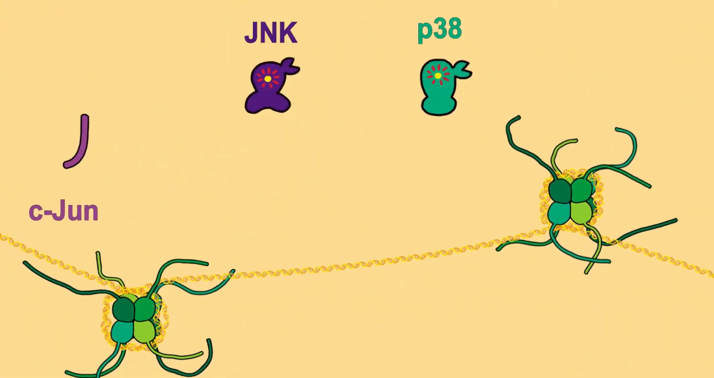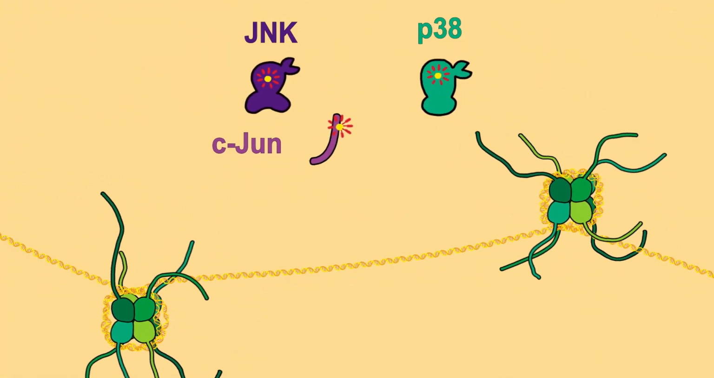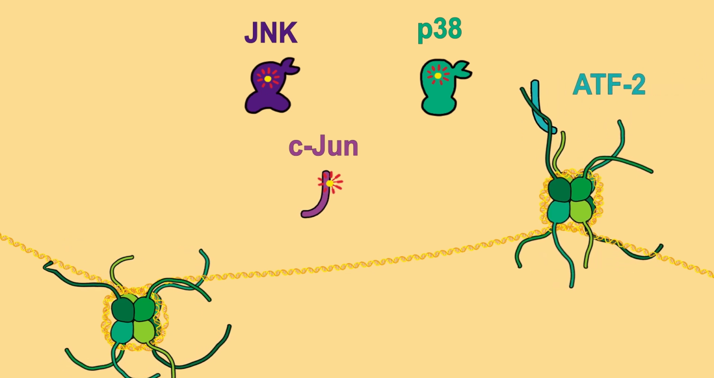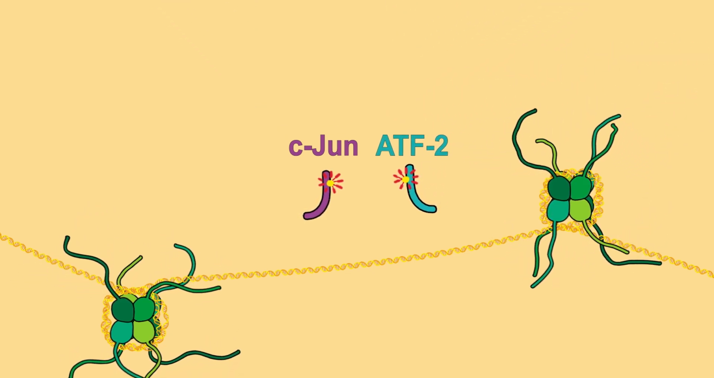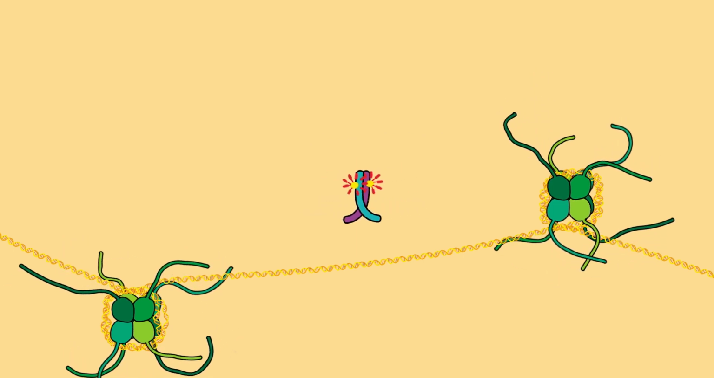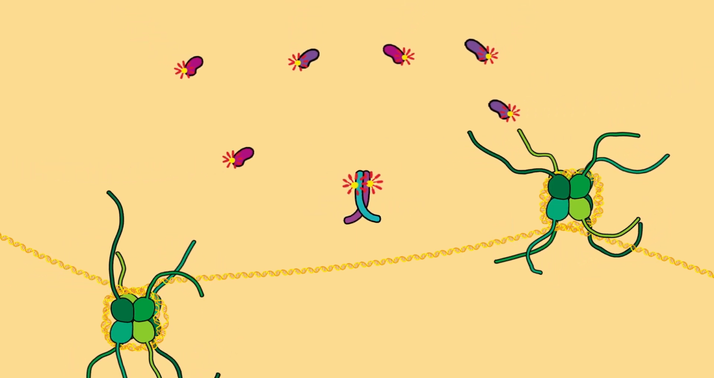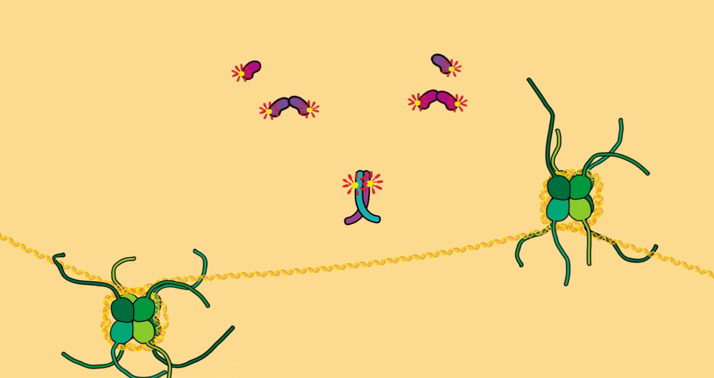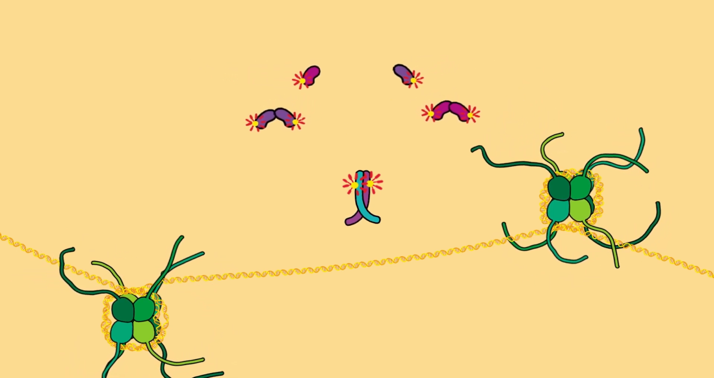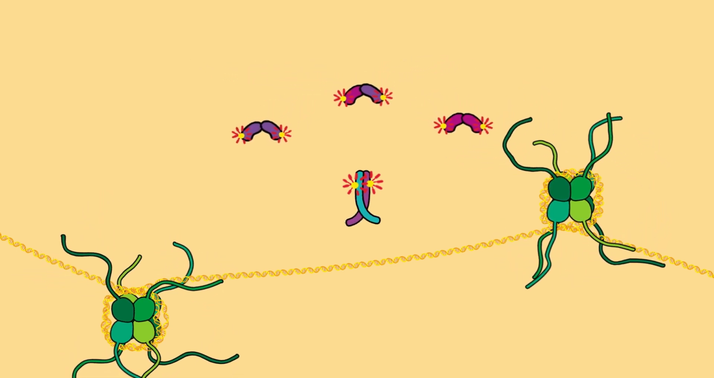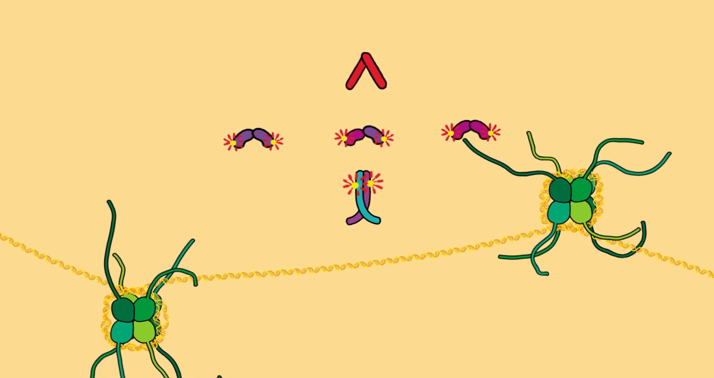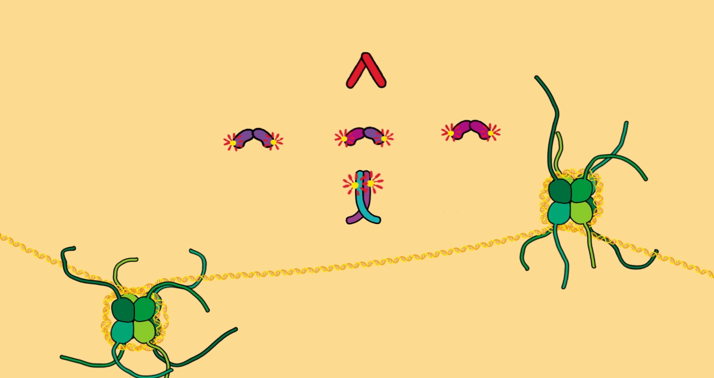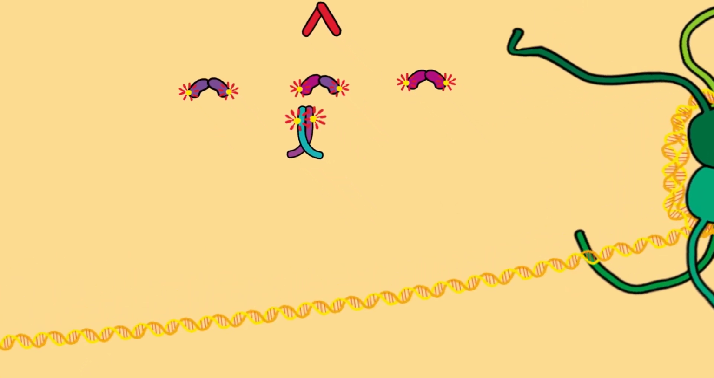Once in the nucleus, the JNK protein phosphorylates the regulator c-Jun, and the protein p38 phosphorylates the regulator ATF2. c-Jun and ATF2 bind to form heterodimers. Regulators IRF3 and IRF7 form heterodimers, but can also combine with each other to form homodimers. And the nuclear factor kappa B is made up of p65 and p50.